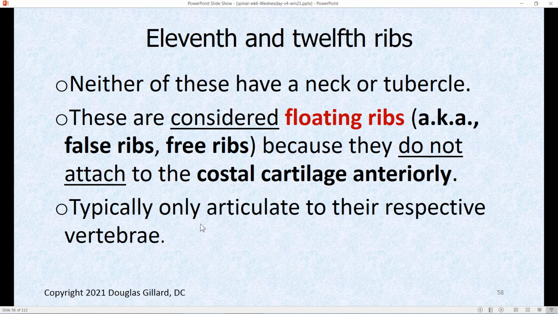So 11 and 12, pretty similar. The key with this one is that neither of these ribs have a neck or a tubercle. So no neck, no tubercle. So that's kind of weird. These are also considered floating ribs. Sometimes bad names are false ribs, free ribs. Floating rib should be the word that's used here. And there is no costal cartilage, so they don't attach to the sternum in any way.